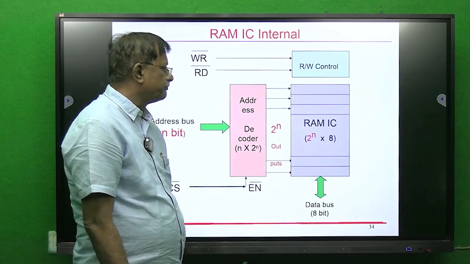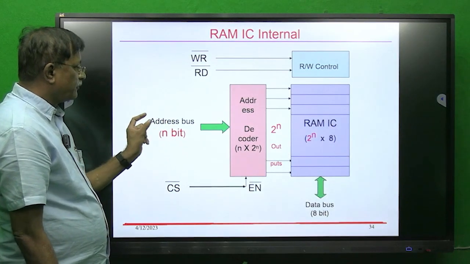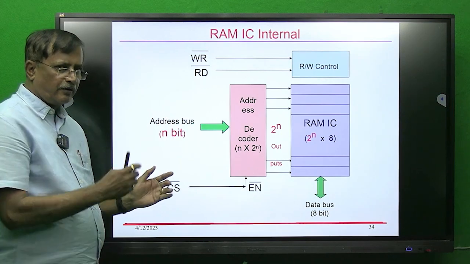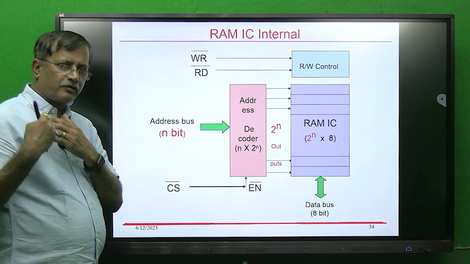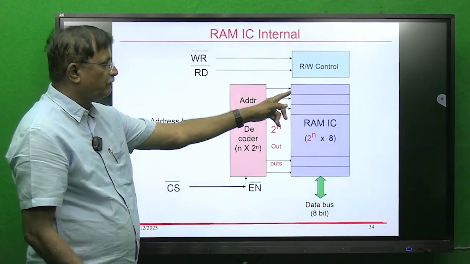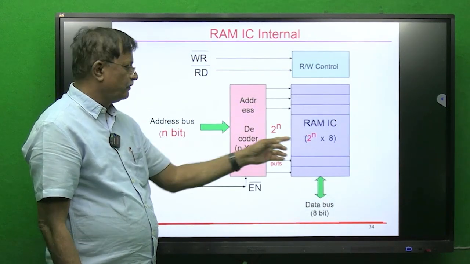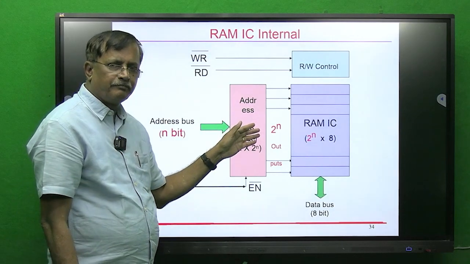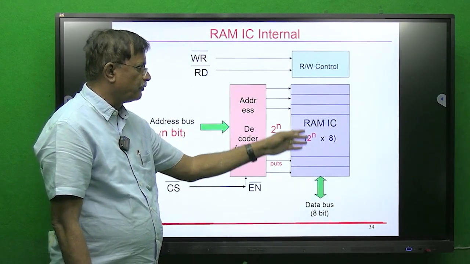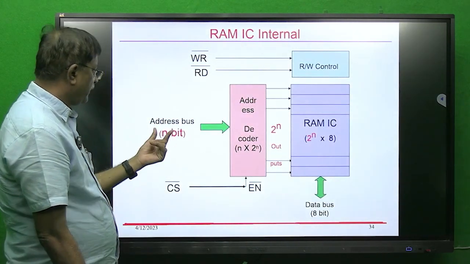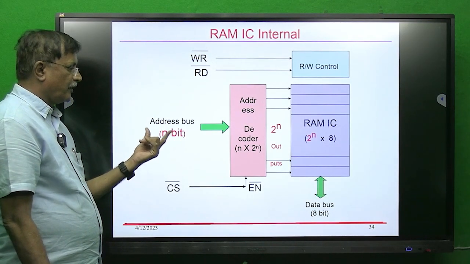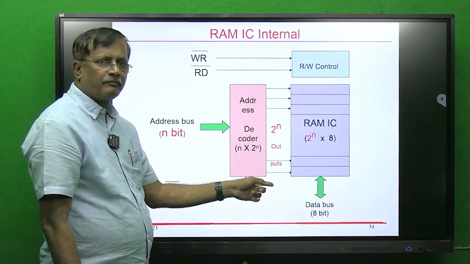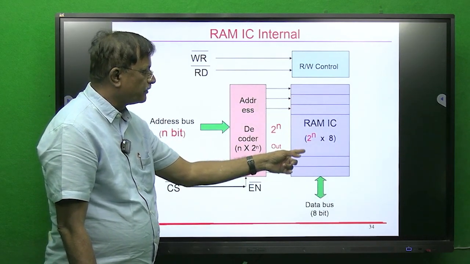Whereas the address bus is unidirectional because the address is given by the processor. You cannot give an address to the processor. The processor will give an address to select one location out of so many locations. That address which is coming from the processor will be decoded and one location out of 2 raised to n locations will be selected. So if it is having an n-bit address, the output of this decoder will be 2 raised to n, and so you can have 2 raised to n registers in this IC.